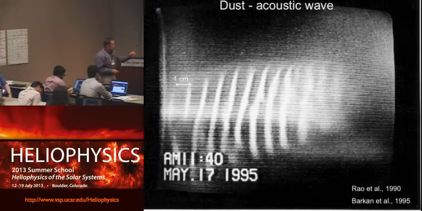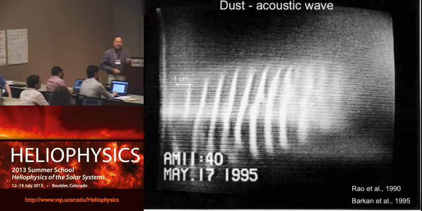It was predicted by Rao and Shukla in 1990 and first observed at the University of Iowa in '95. This is actually a photograph of high density and low density regions where dust particles accumulate, and then there is a lull, and there is a high, and there is a lull, and this whole thing is propagating. That's a dust acoustic wave on human scales.